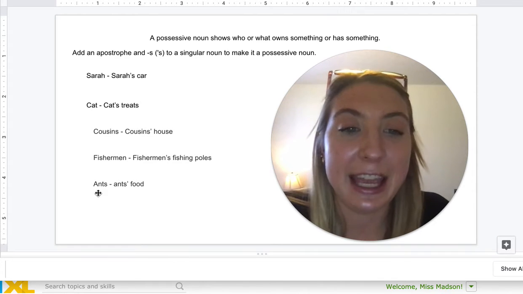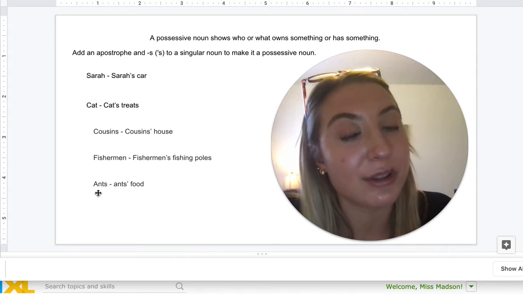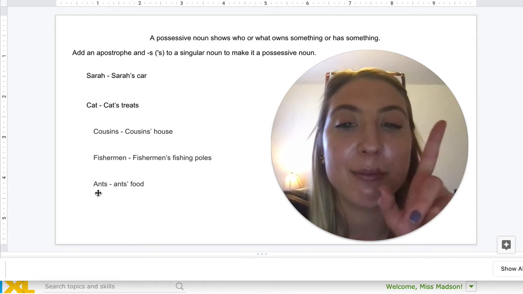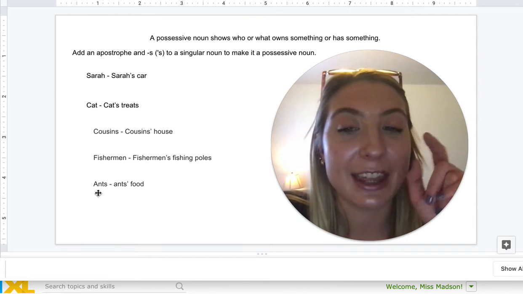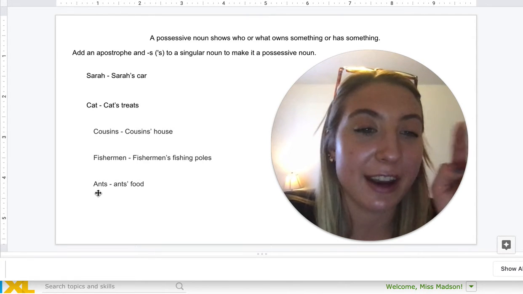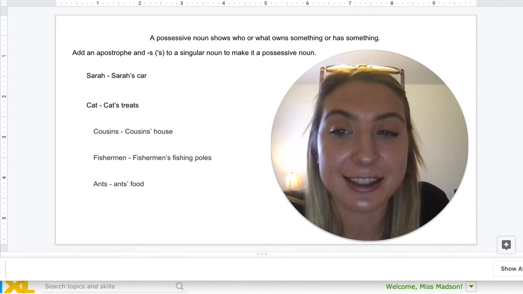But if I see ants, ants ends in an S, and I know that it's a plural noun. So now I have to make it a plural possessive noun. So I'm not going to go ants, A-N-T-S, apostrophe S. Instead, I add the apostrophe right after the S.